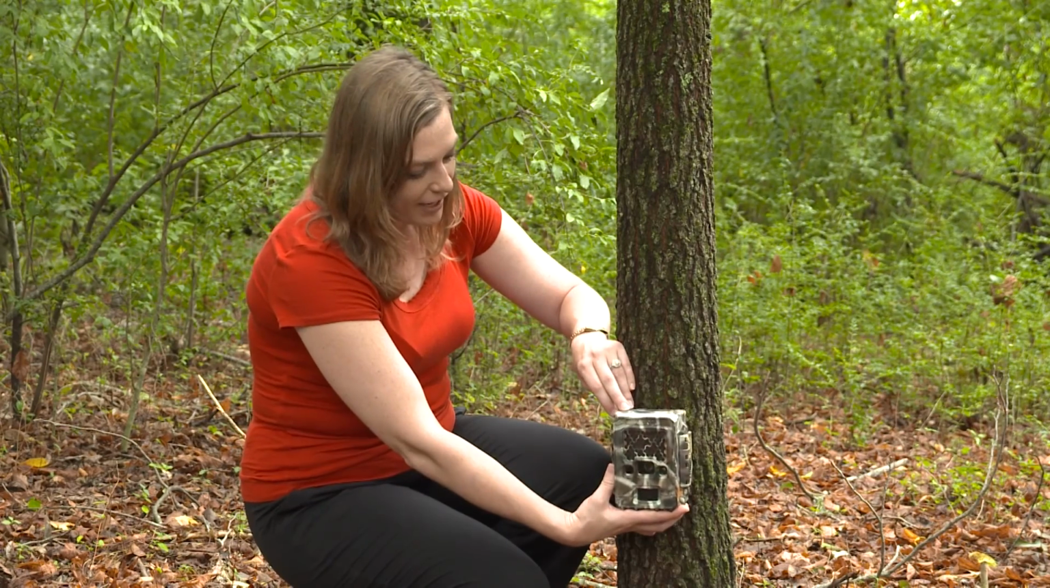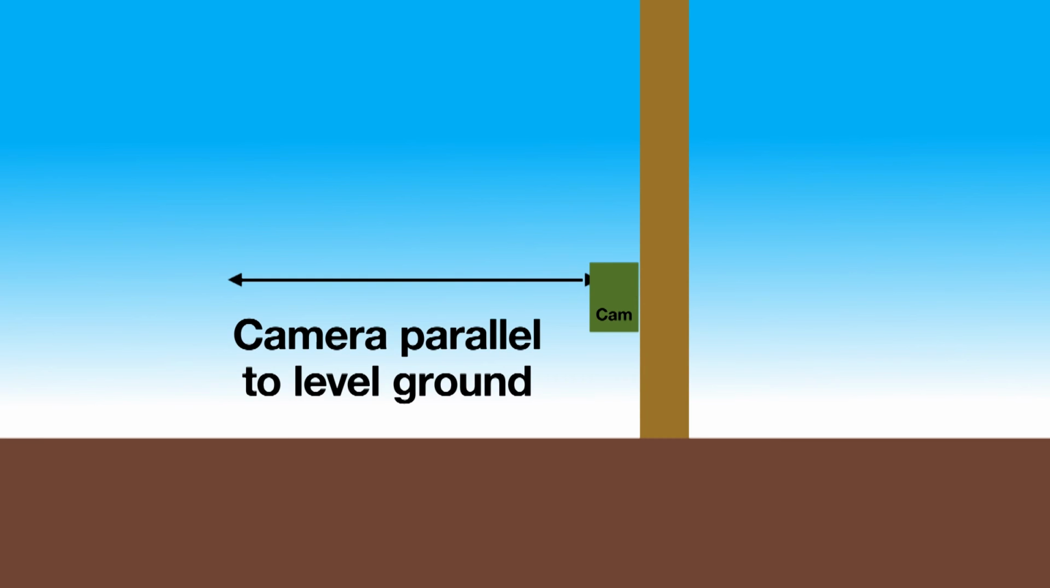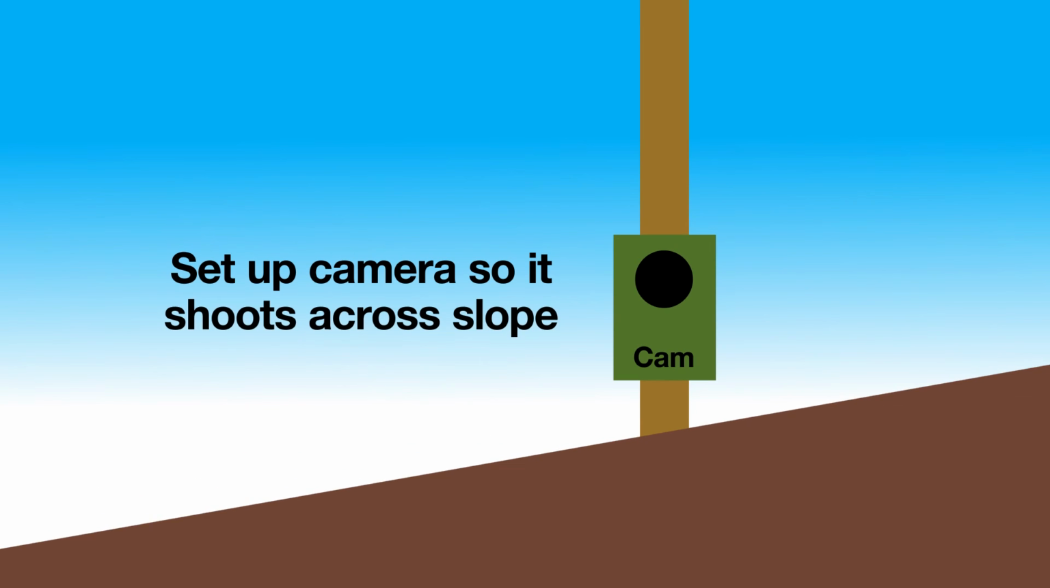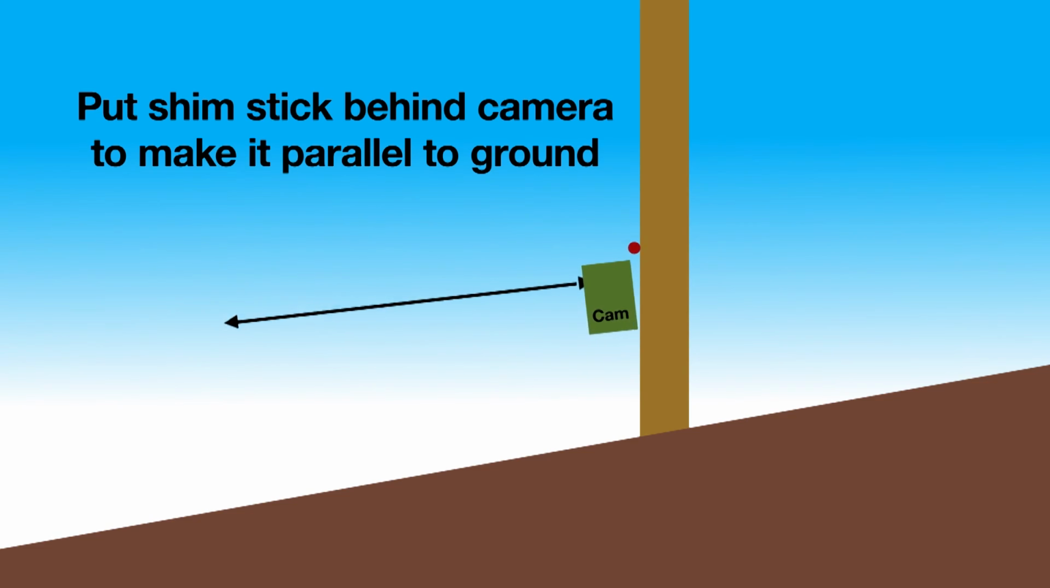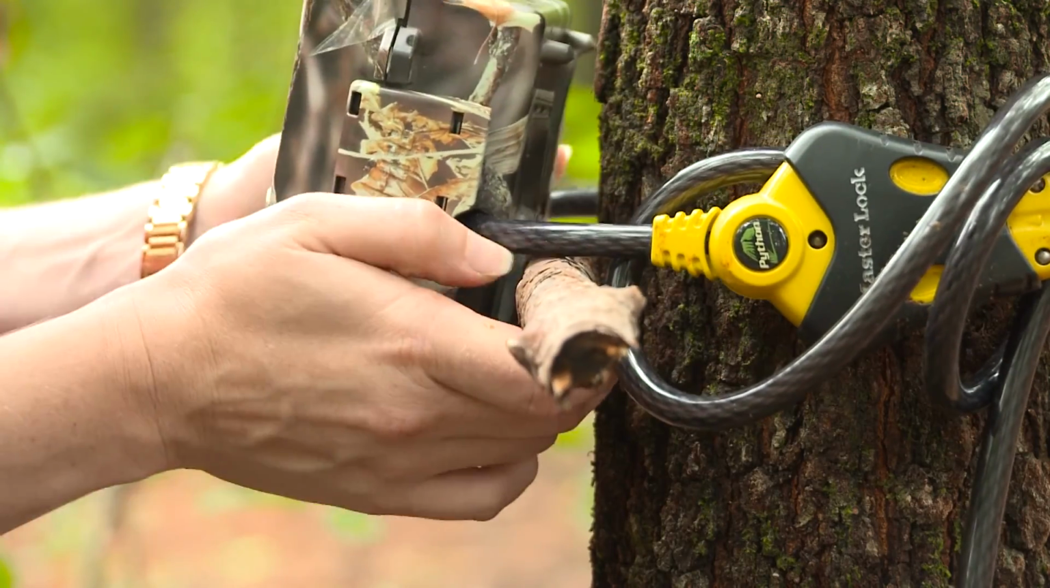Place the camera on the tree at about knee height. Make sure the camera is parallel to the ground and it is facing right side up. If you are on a slope, set up the camera so that it captures photos across the slope. If you have to place your camera on a slope, put a shim or sticks behind it to angle it up or down to make the camera parallel with the ground.